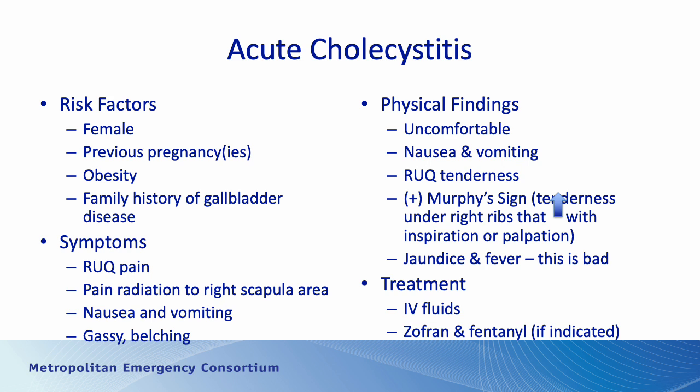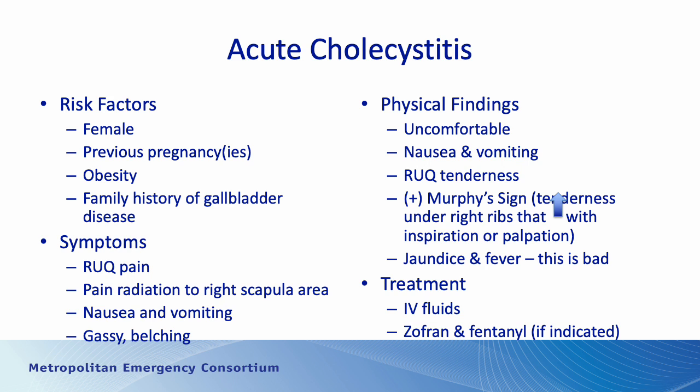These patients typically have right upper quadrant abdominal pain. The pain may radiate to the tip or the lower part of the right scapula. These patients tend to have nausea and vomiting. They can be very uncomfortable. They tend to be complaining of being gassy and belching a lot. So if you ask them as part of their symptoms, they may admit that they have been having a lot of gas, a lot of belching recently. If you look at the patients, they're uncomfortable. They can be having nausea and vomiting. They have right upper quadrant tenderness.